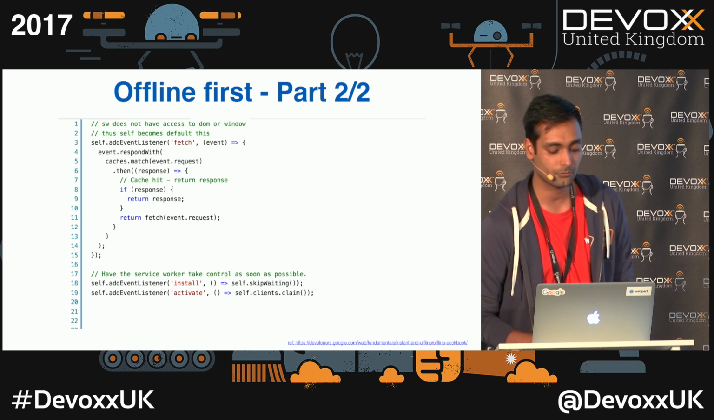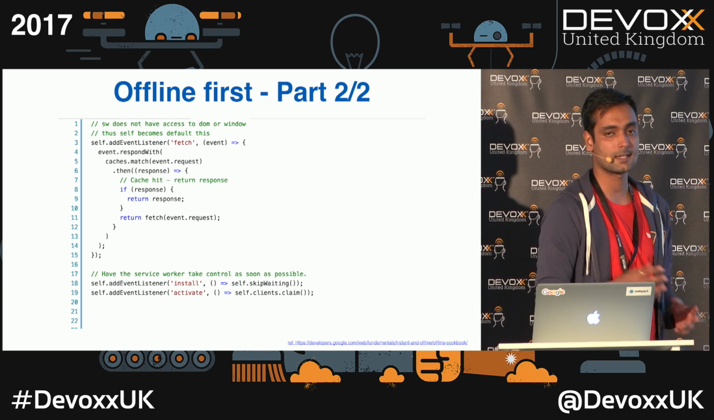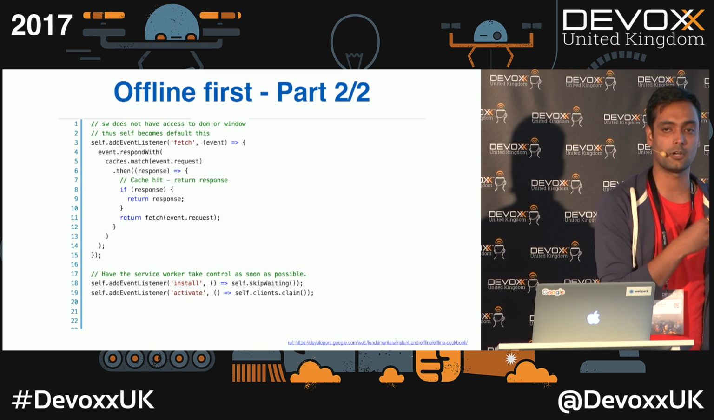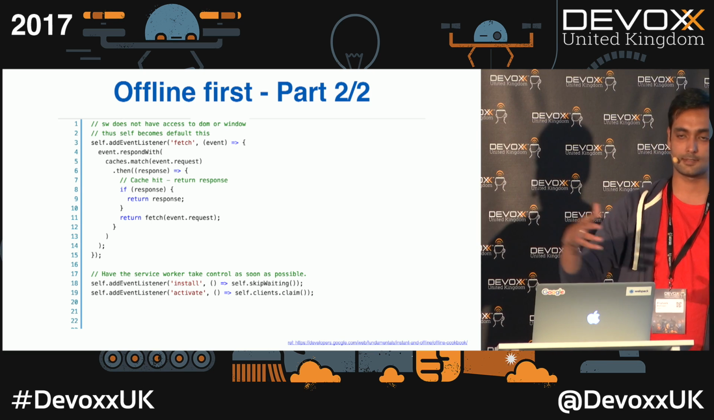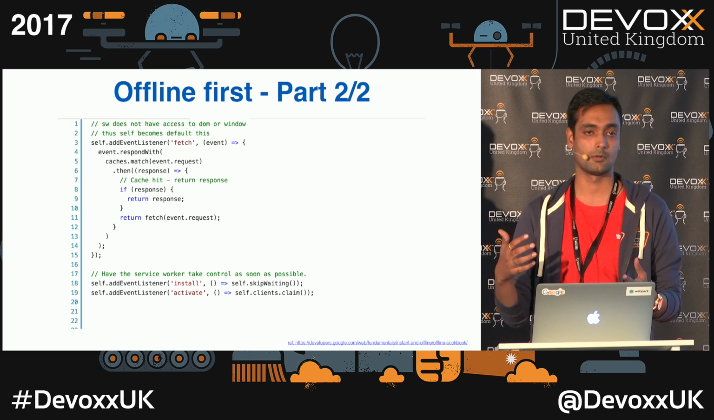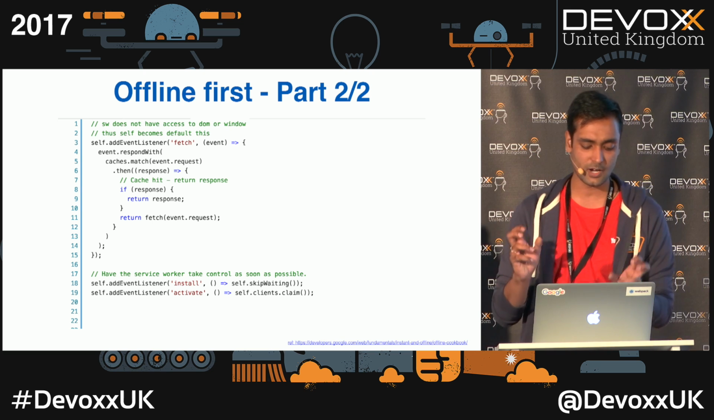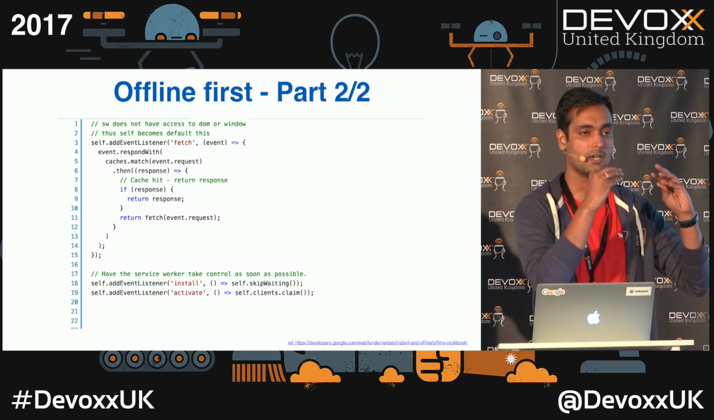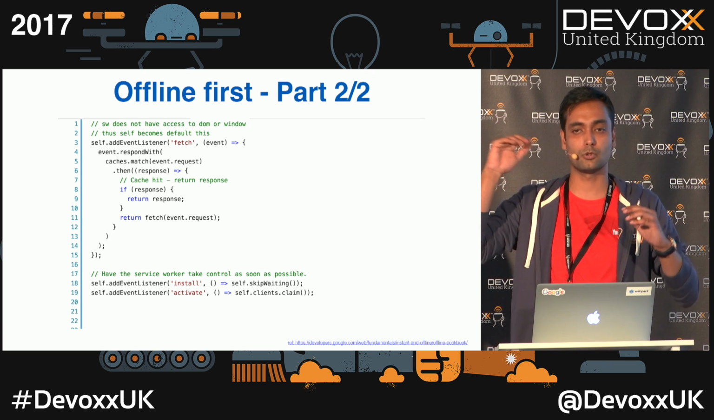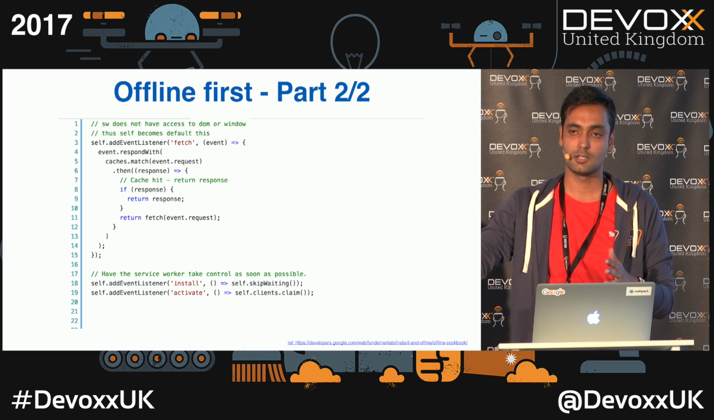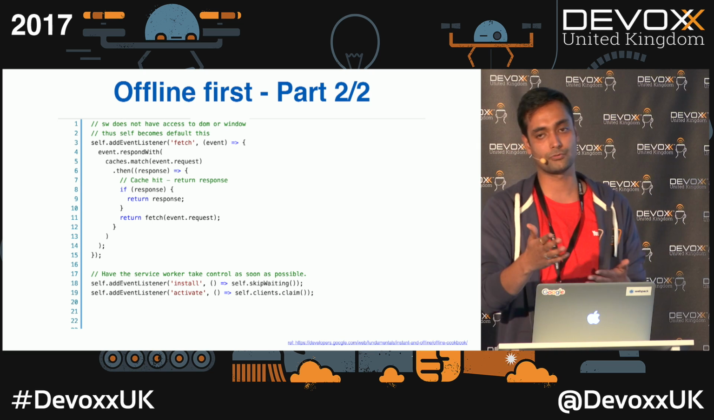Now, this line, return fetch event.request, allows your request to go to the network as if there was no service worker in between. This particular strategy is called the cache first strategy. For every outgoing request, you first see if it's already cached. If it's not cached, you fall back to the network.